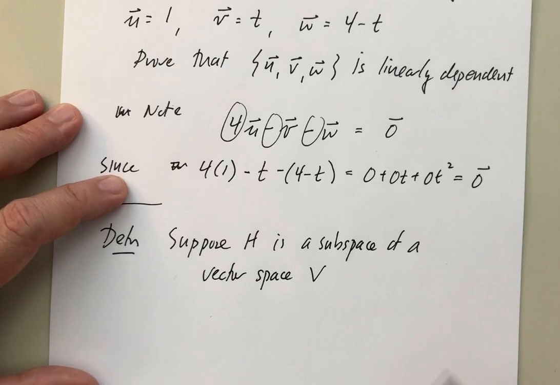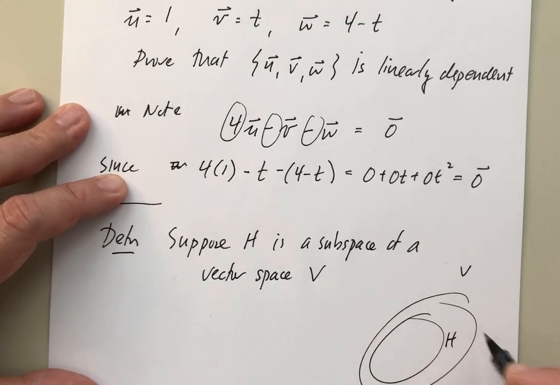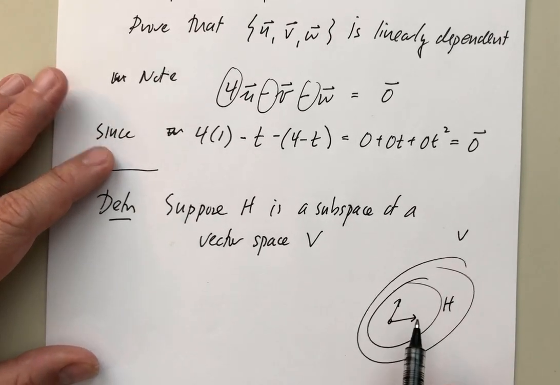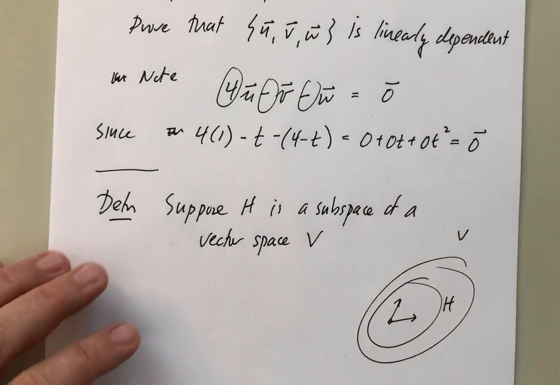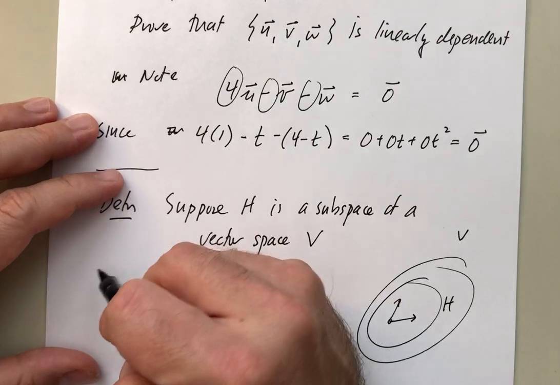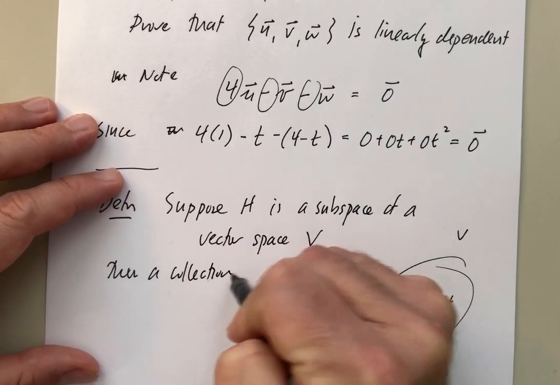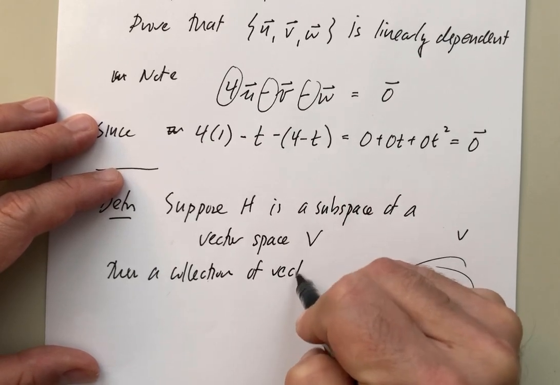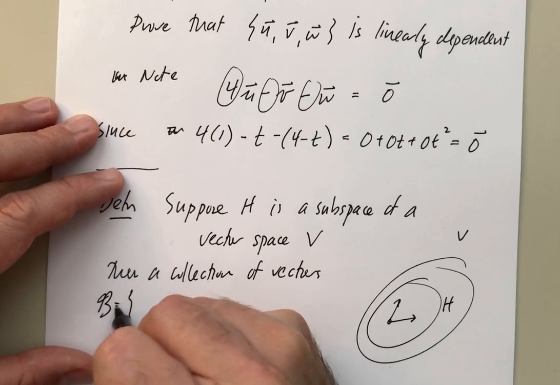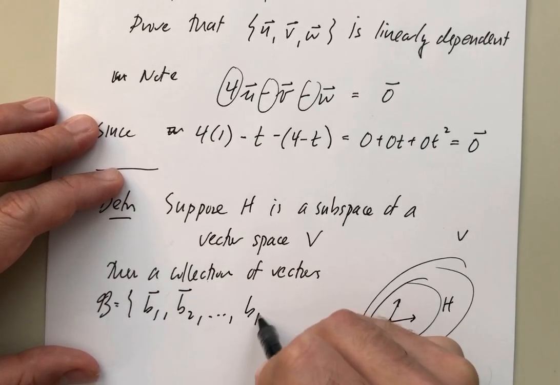Okay, so think about this again, my cartoon picture here. H is sitting inside the world of V, and so I've got some vectors. They don't actually have to be arrows now; they could be polynomials, but there's some sub collection of the vector space V. Then a collection of vectors, say, let me call it fancy B, which is going to be B1, B2 through B, let's say P.